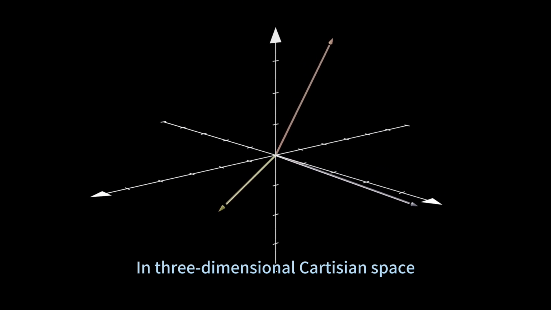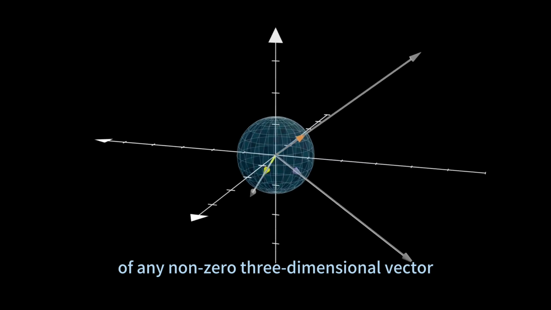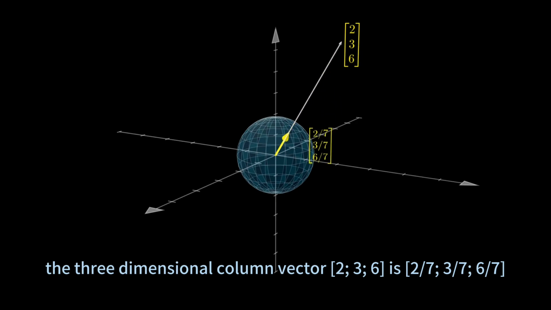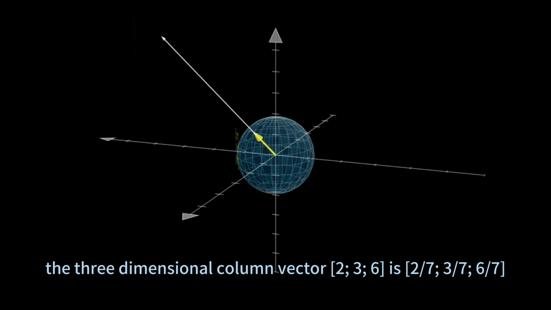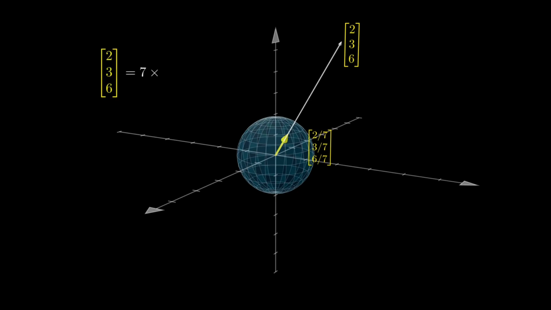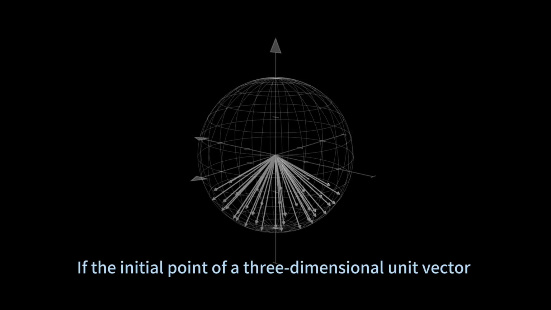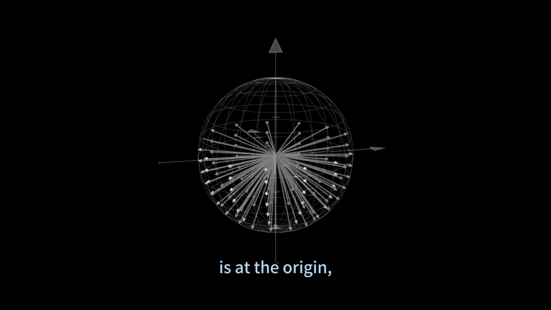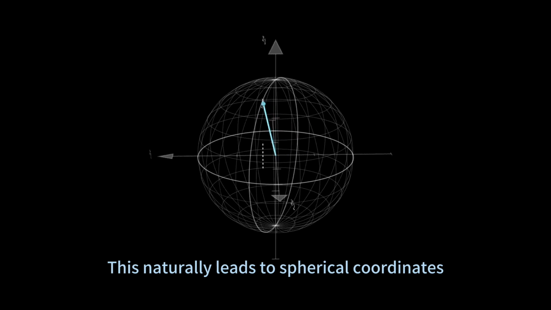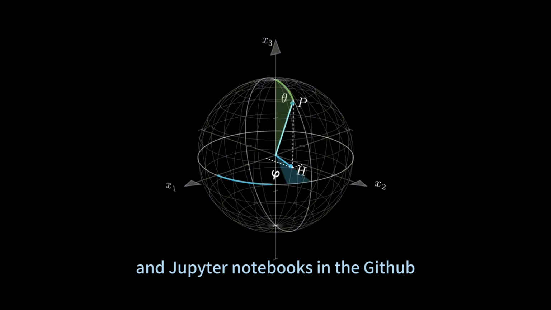In three-dimensional Cartesian space, it is easy to determine the direction vector of any non-zero three-dimensional vector. For example, the direction vector of the three-dimensional column vector (2, 3, 6) is (2/7, 3/7, 6/7). Similarly, the vector (2, 3, 6) can be expressed in the form length times direction vector as well. If the initial point of a three-dimensional unit vector is at the origin, its terminal point lies on the unit sphere. This naturally leads to spherical coordinates. For more details, please refer to the PDF manuscripts and tutor notebooks in the GitHub.